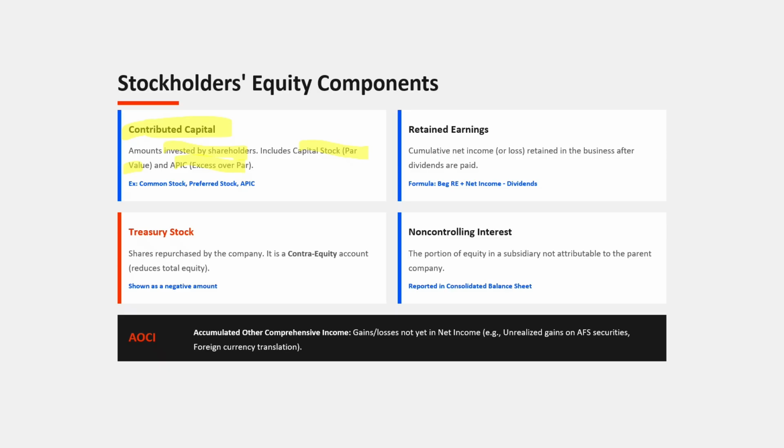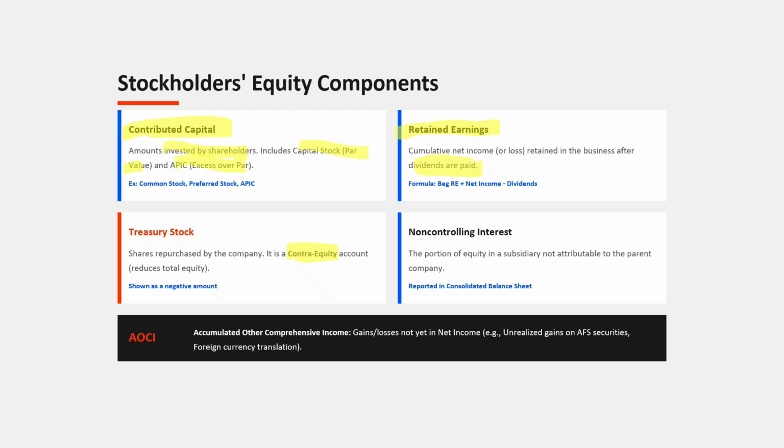The second one is the retained earnings, the cumulative net income or loss retained in the business after all the dividends are paid. So you can see from the name, the earnings that are retained go here. The third one is the treasury stock, which is a contra equity account. Basically, the shares repurchased by the company.